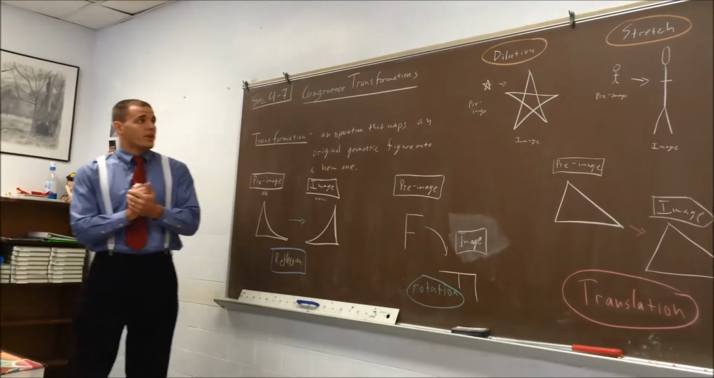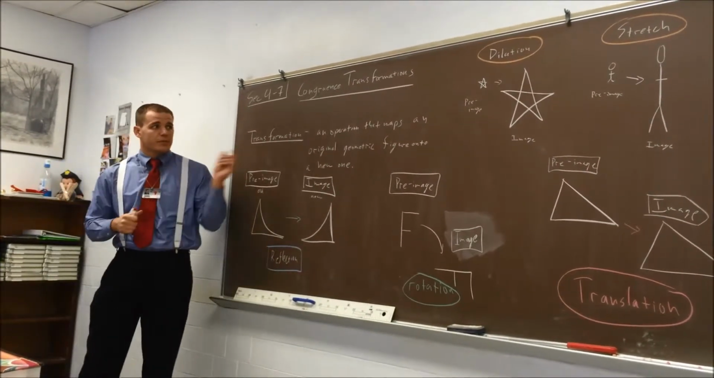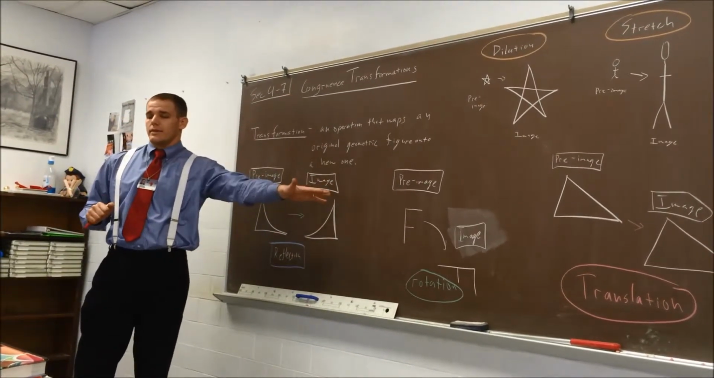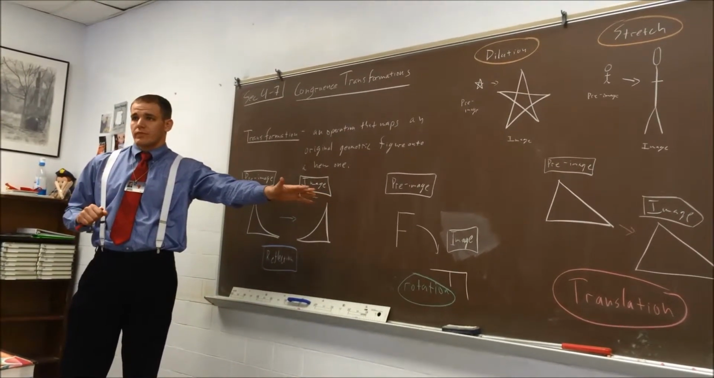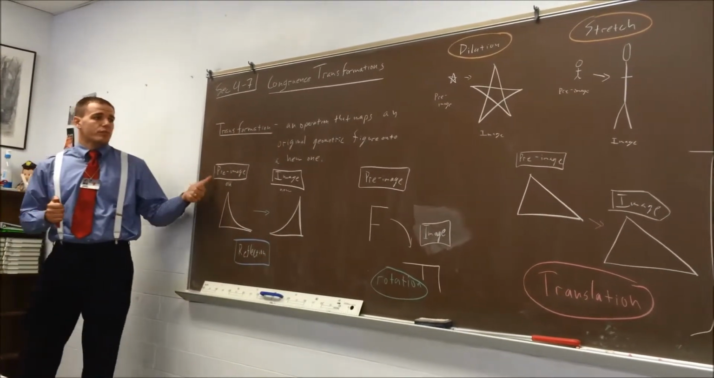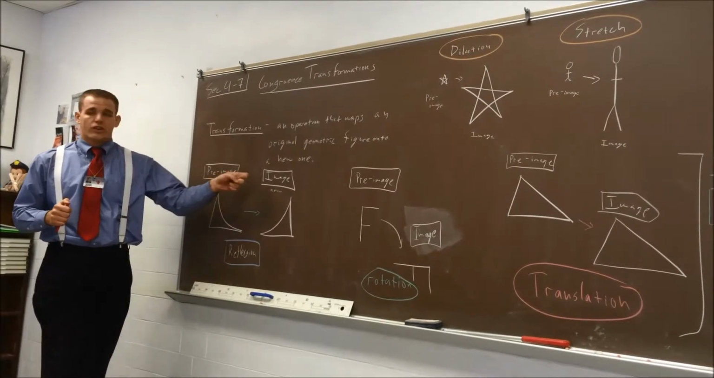All right, today we're going to be talking about congruence transformations. A transformation is when you map something from one figure onto another. The original is called the pre-image. The new one's called the image.